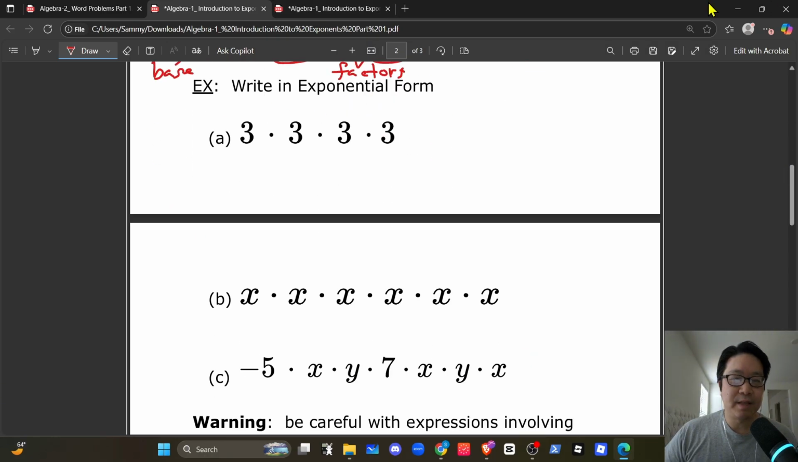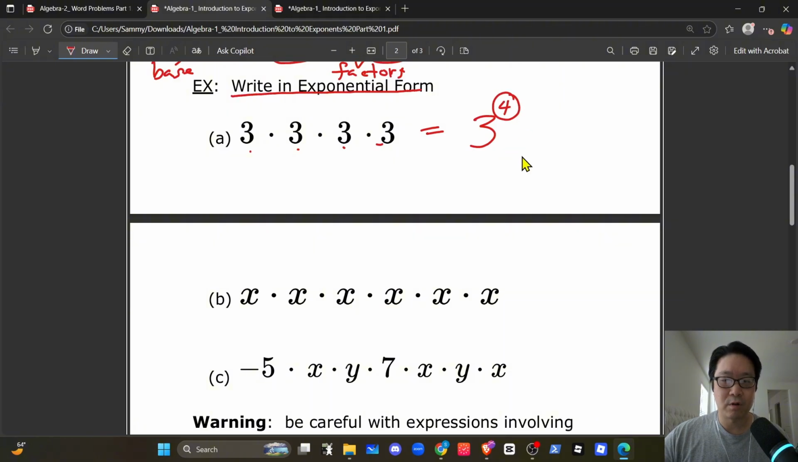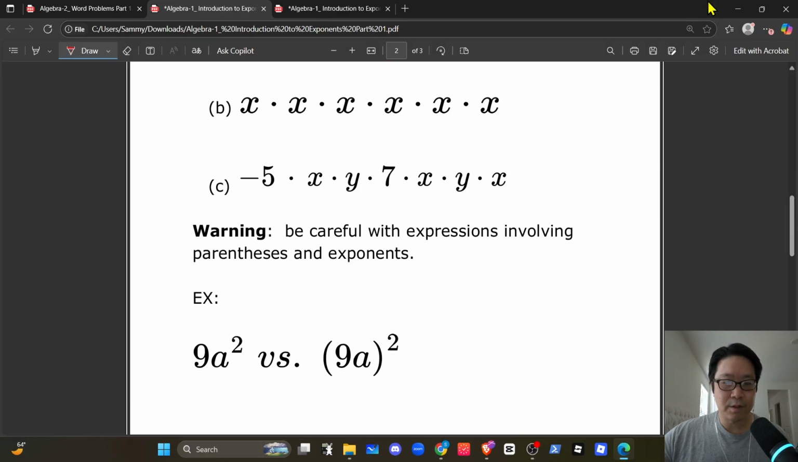Let's go over an example. It says write in exponential form. This is what we just went over. Since there's 4 of them, 1, 2, 3, 4, this is going to equal a base of 3 raised to the power of 4. So this is the exponential form of that. Let's go over another one. Here we have x times x times x times x times x times x. There's 6: 1, 2, 3, 4, 5, 6. Therefore, in exponential form, that is x raised to the power of 6.